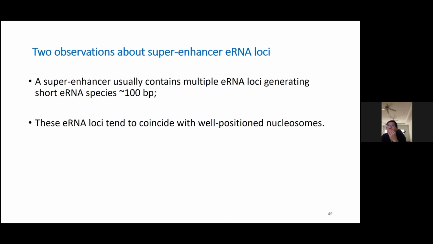Now, the hypothesis has two observations. One is that this kind of super enhancer region contains multiple eRNA loci, where they can generate a very sharp eRNA species only 100 base pair long. Second, when you have an eRNA locus, it potentially coincides with a well-positioned nucleosome. So those are two important observations for such a super enhancer locus.